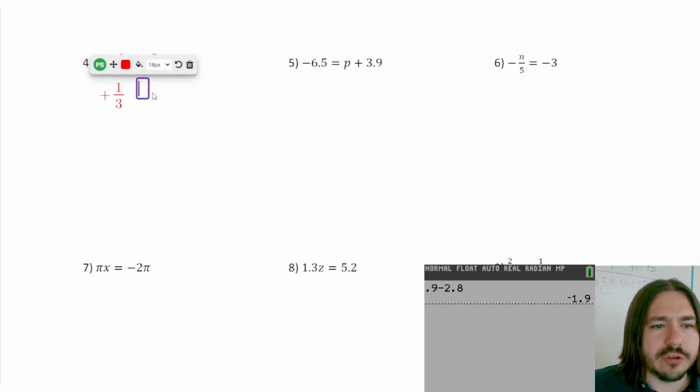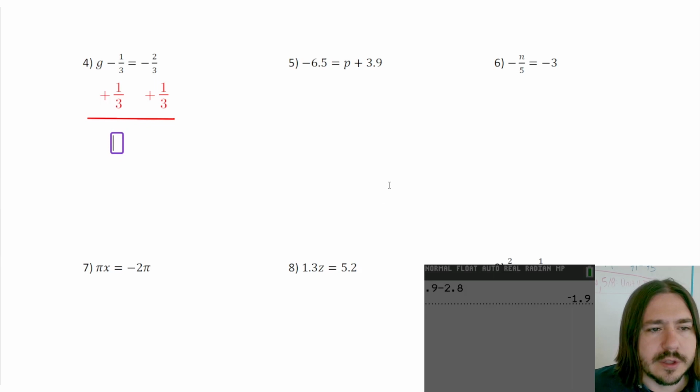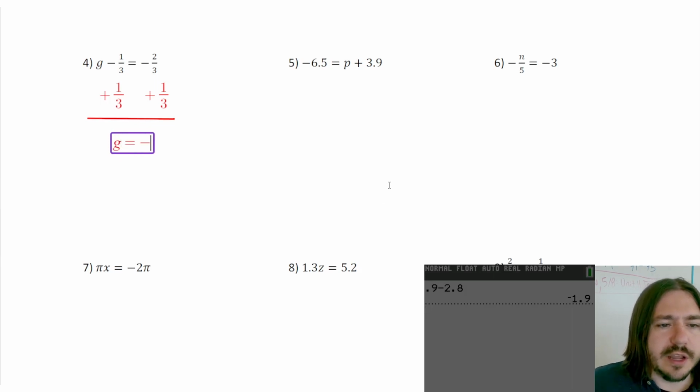But your scientific calculator should have a fraction button, so don't be scared of these fractions. Just work with them like you would any other number. If you don't feel confident about doing the arithmetic in your head, then feel free to use that calculator. So here we've got g equals negative 1/3.